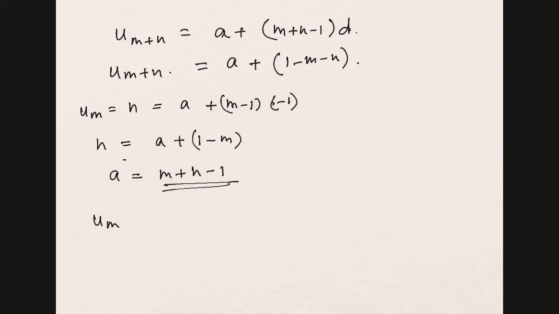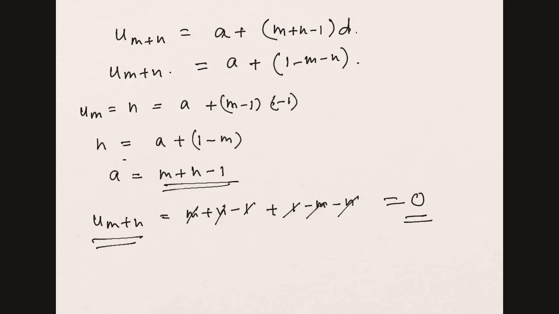So U(m+n) equals, I am replacing a over here. What I am getting is m plus n minus 1, plus, now without bracket I am writing it down, 1 minus m minus n. And all are nullifying each other. So this term comes to 0. So the term U(m+n) is 0. That is my answer.